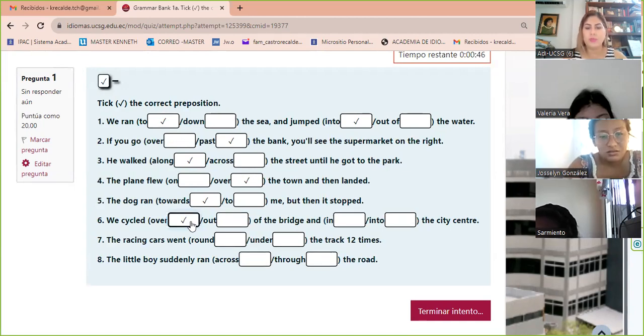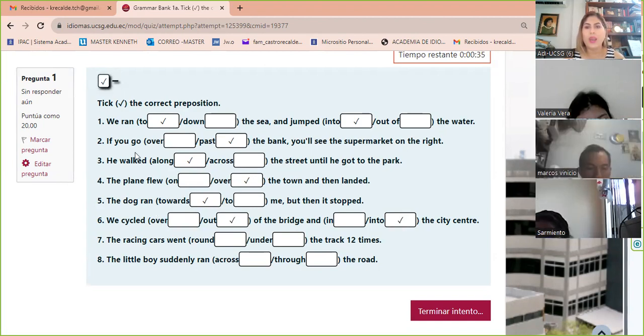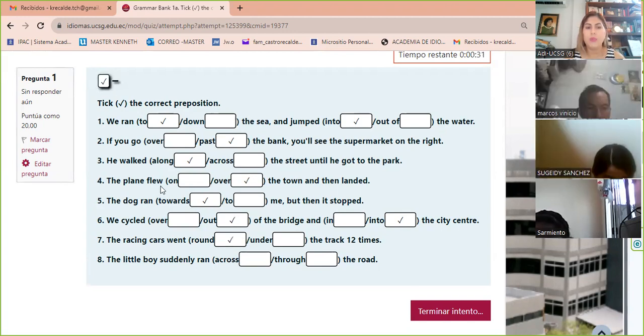No, it's out of the bridge. And into the city center. The racing cars went round or went under. Round. Round. The little boy.